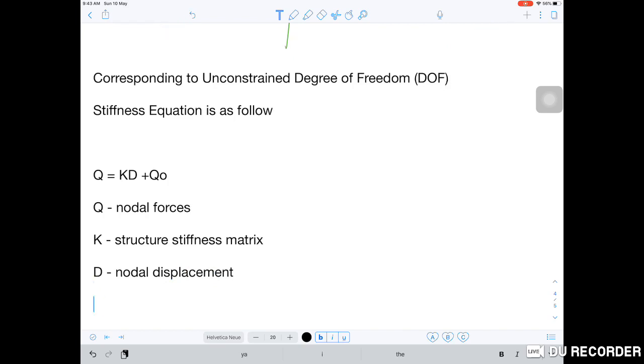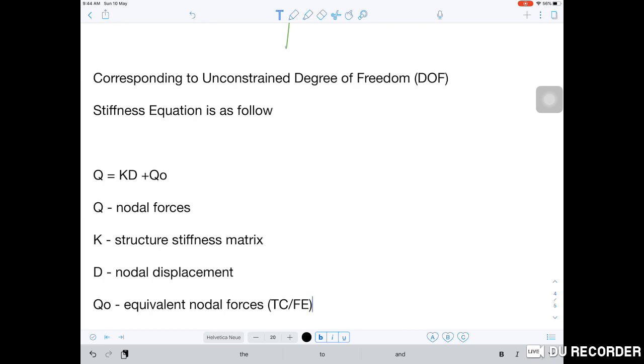What is Q naught? Q naught is the equivalent nodal forces, and it is special for temperature changes or fabrication error for truss. However, for beam analysis, Q naught also considers external loading, where the member is loaded with member force.